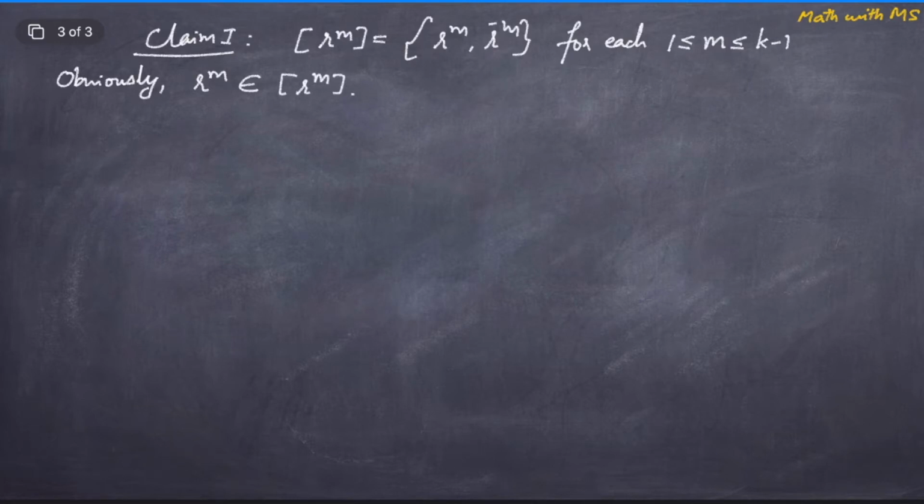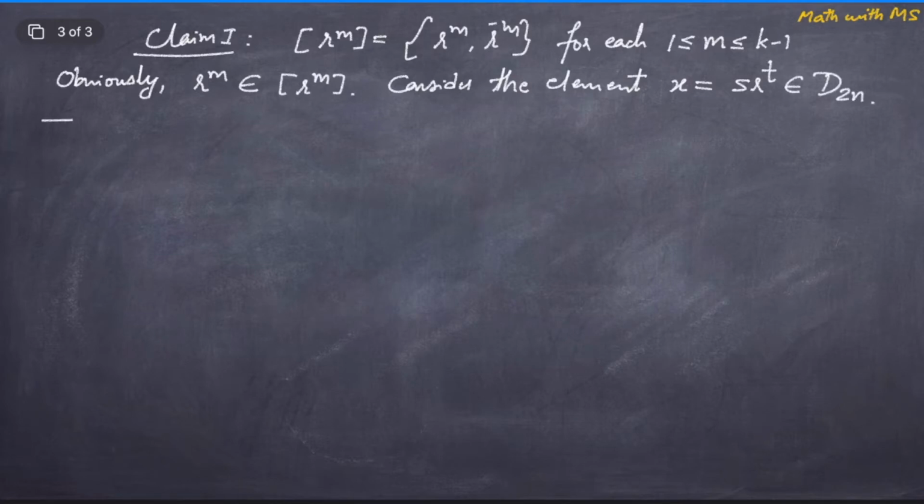We show that the element r^(-m) also lies in the conjugacy class of r^m. Consider the element x equals s r^t in the dihedral group D2n. Then we have x inverse r^m x, that is the same as r^(-t) s r^m s r^t.